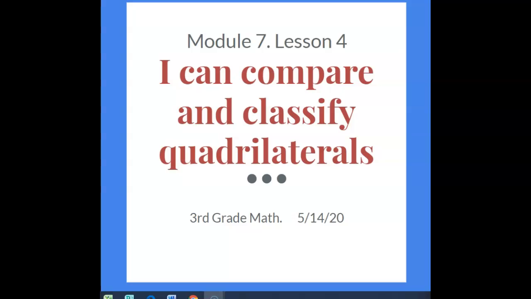Happy Thursday. Today is May 14th, and our icon statement is I can compare and classify quadrilaterals. Quadrilaterals, it's kind of hard to say, are different shapes, and we're going to compare and classify the shapes that are under that category. Today isn't really like a typical math lesson. We're learning a lot about the vocabulary and looking at the differences between the shapes. So follow along with me.